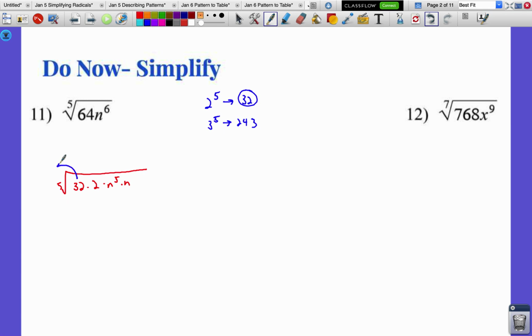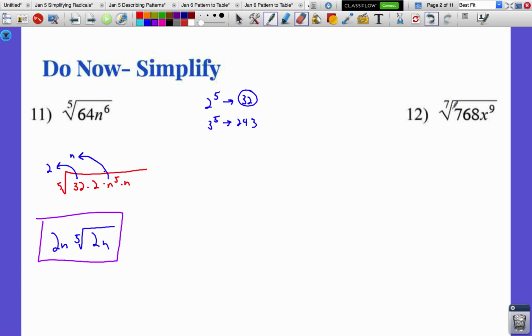When I take the 32 out, it's going to become a 2 because 2 to the fifth equals 32, so fifth root and n to the fifth cancel out. And when I take this n to the fifth out, it's going to become just an n. So now we've got 2n times the fifth root of everything left behind, which was just a 2n. So 2n, fifth root 2n. Alright, put a box around that.